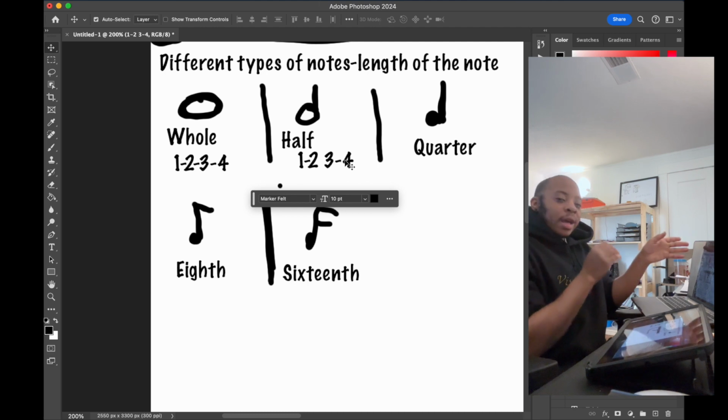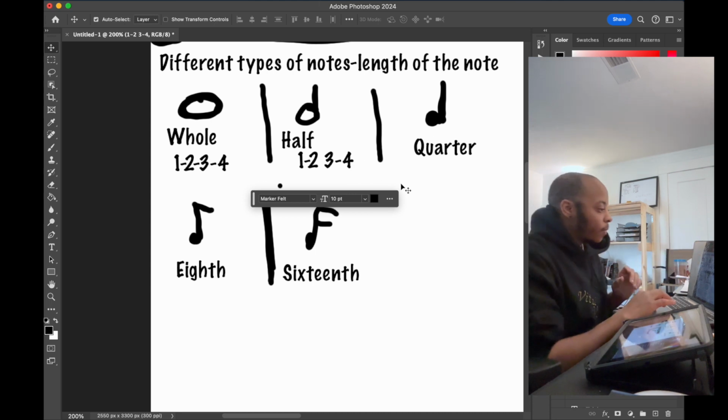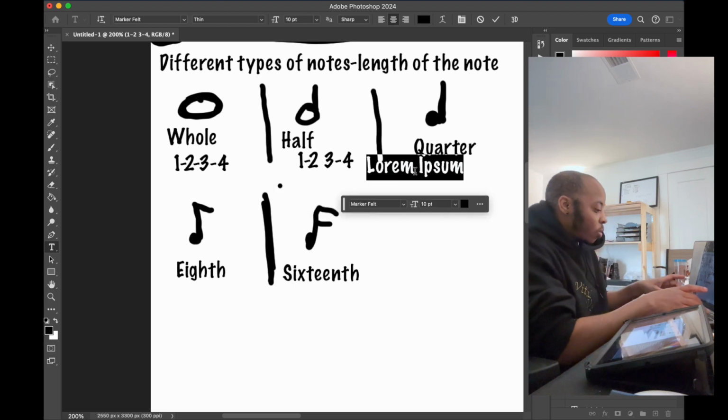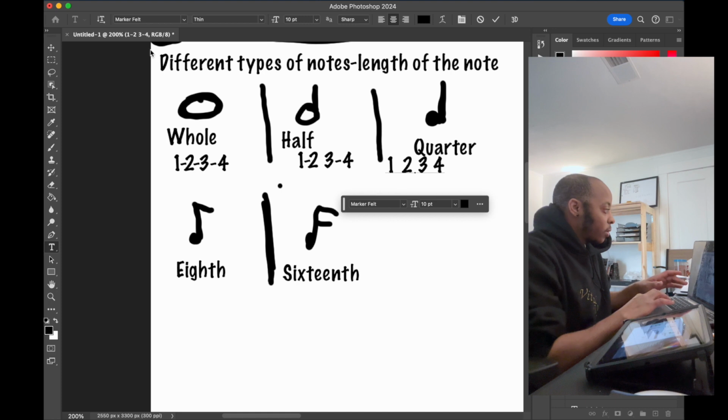If it was a whole note in that measure, it would be one, two, three, four. Half: one, two, three, four. Now we have the quarter, it's all separated. One, two, three, four. So it's separated.